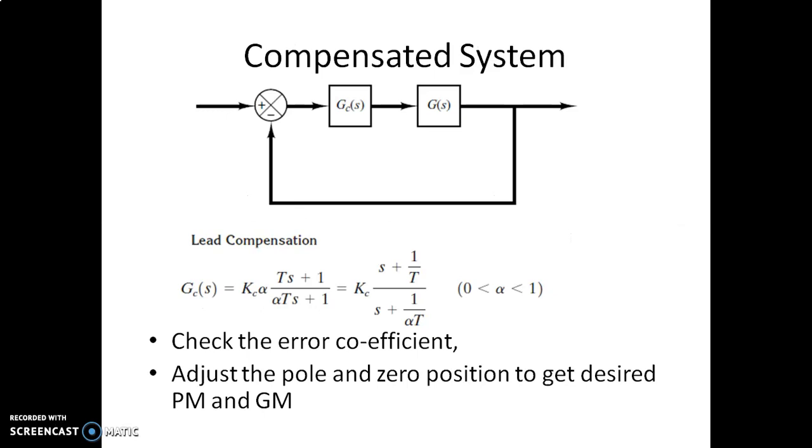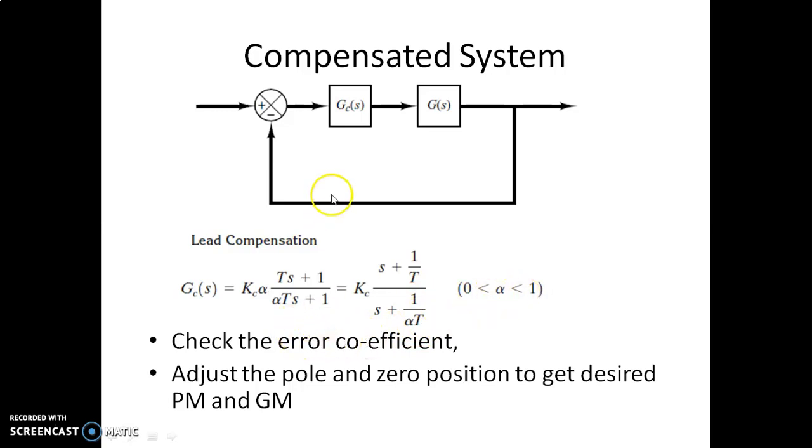So this is a compensated system. You can see this was G, the uncompensated, and this is a compensation network, GC. This is a lead compensation. Since it's a lead compensation, we need to have the zero first and then the pole in the transfer function of this compensator. You can see there is a zero at 1 over T, and there is a pole at 1 over alpha T. Since the pole should be far away, alpha should always be between 0 and 1.